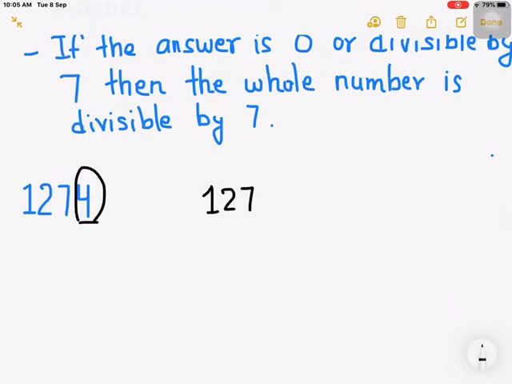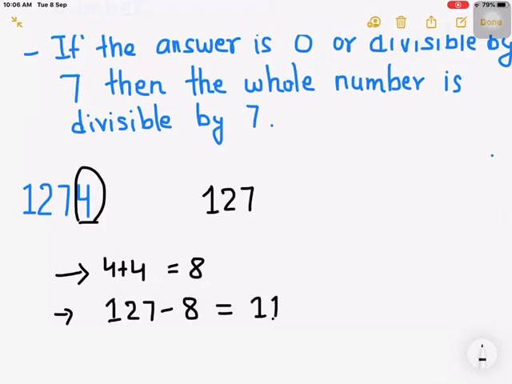Remove and double. First step, let us follow. Double it. 4 plus 4, it is 8, isn't it? Remove and double it. Then second step, we have to subtract from the number. Means 127 minus 8. We have to subtract this, isn't it? Means what is our difference then? Our difference is 119. This is our difference here.